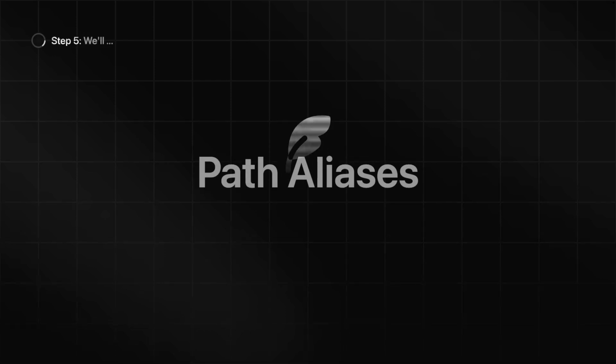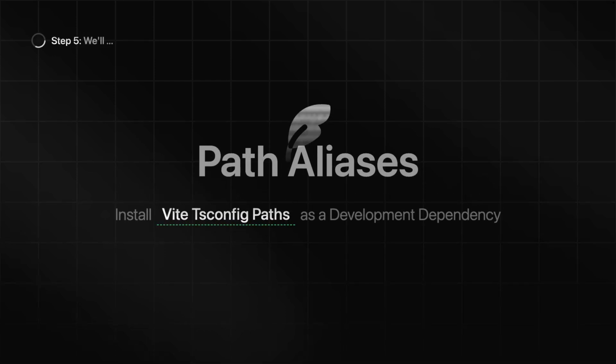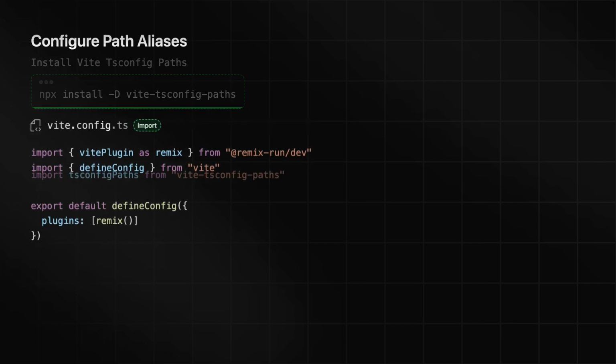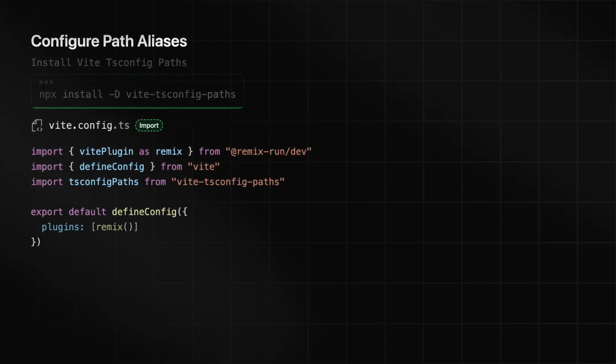Step 5 is a simple one. We'll simply install vite-tsconfig-paths as a development dependency and configure it. Let's do that. We'll start by installing vite-tsconfig-paths and importing it. With that done, we'll simply need to call it inside our defined config as a plugin. Simple, right?